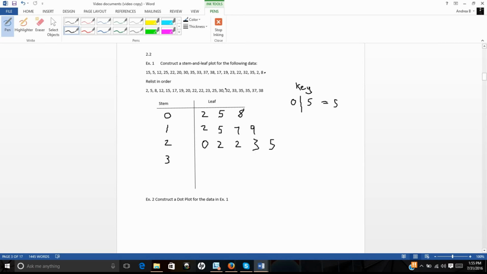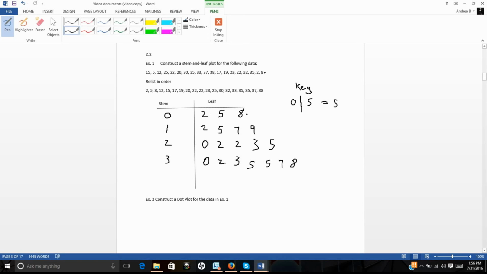So those would be our leaves there. And then for our 30s, we have a 0 for 30, a 2 for the 32, 3 for the 33, 2 5s for the 35s, and then a 7 and an 8 for 37 and 38. And this is what's called your stem and leaf plot.